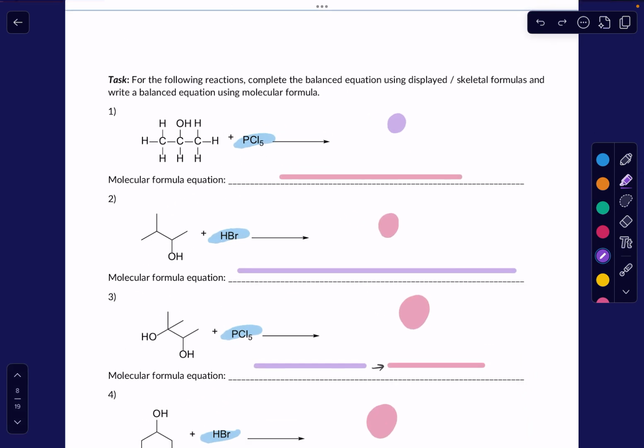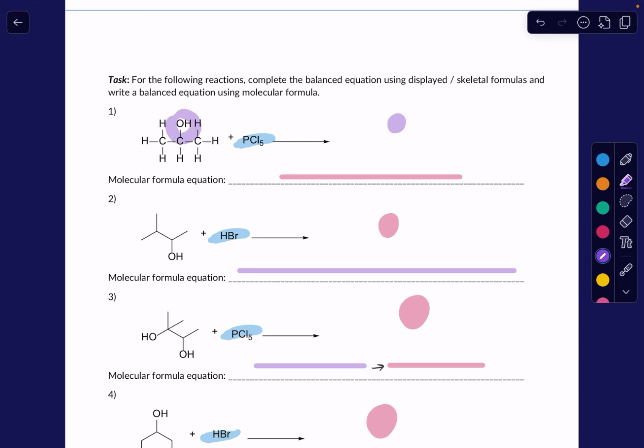So for the task, the following reactions, you need to complete a balanced equation using displayed or skeletal. I'm going to use skeletal for the video, and write a balanced equation using a molecular formula. So what I've highlighted in blue is alcohol is going to have two reactions. One with phosphorus pentachloride, and the other one with HBr. That's it. These are the two things you need to be looking out for.